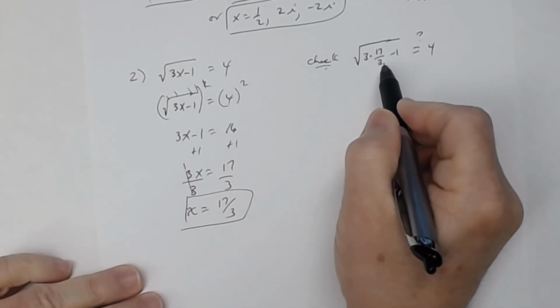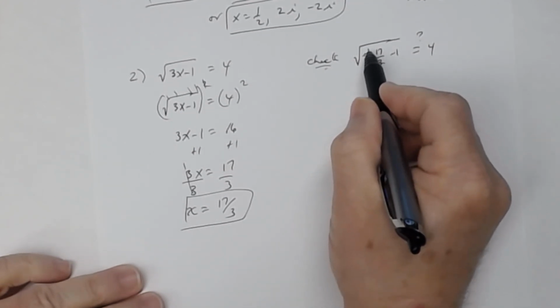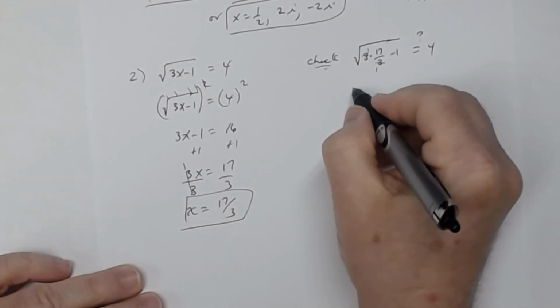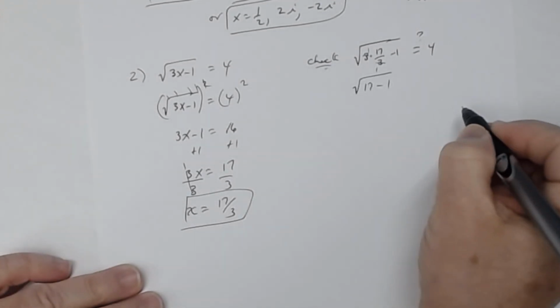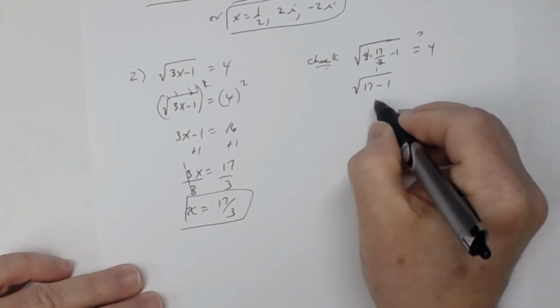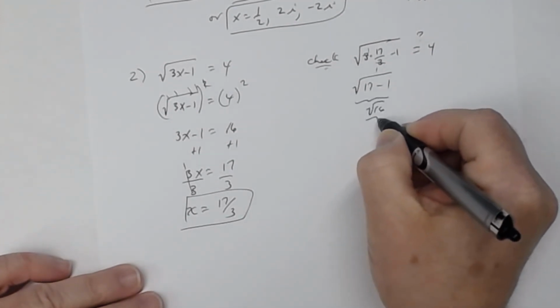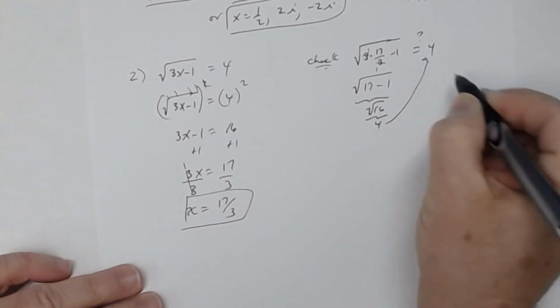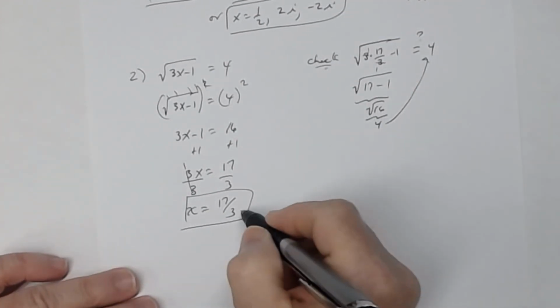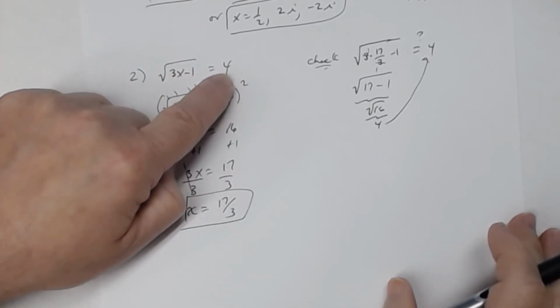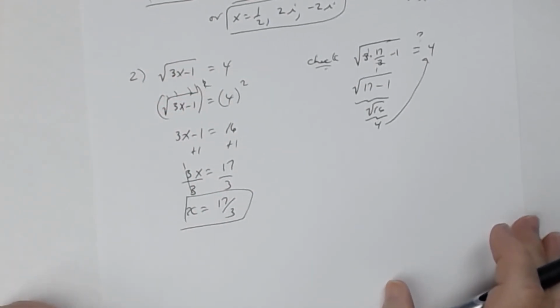Well, 3 times 17/3, the 3's divide out, you get 1 times 17 is 17. So this becomes the square root of 17 minus 1, right? And then 17 minus 1 is 16, so this becomes the square root of 16. And we know the square root of 16 is 4, and that's what that's supposed to equal. All right, so this works. But you didn't have to check it for extraneous solutions because this was a positive 4. It was a positive number.